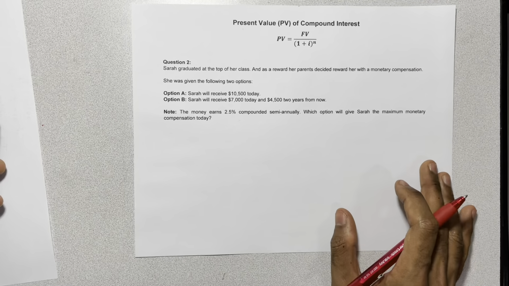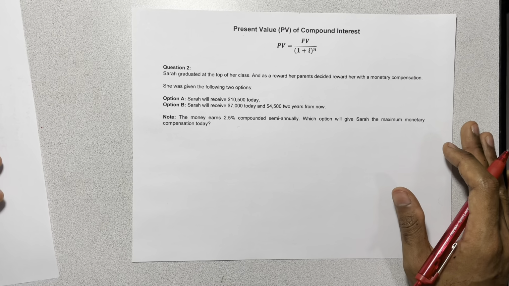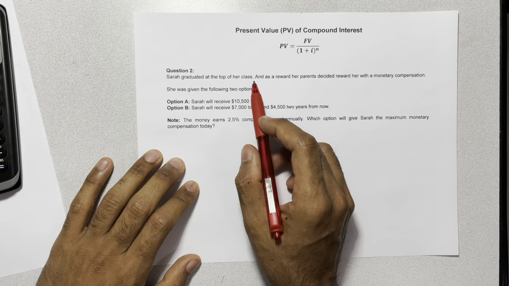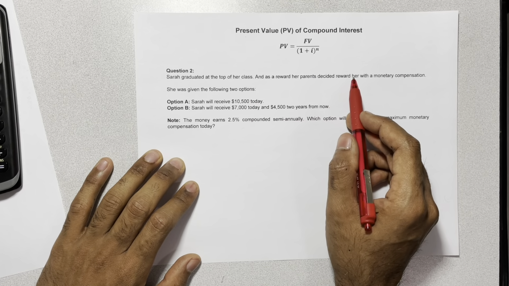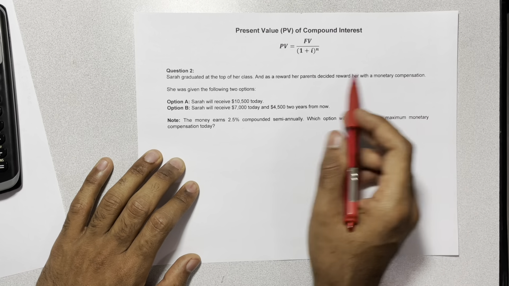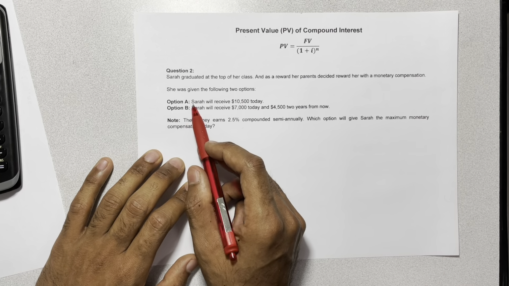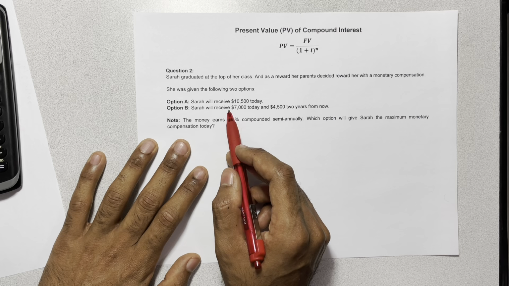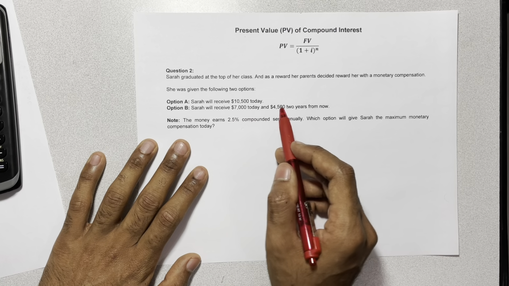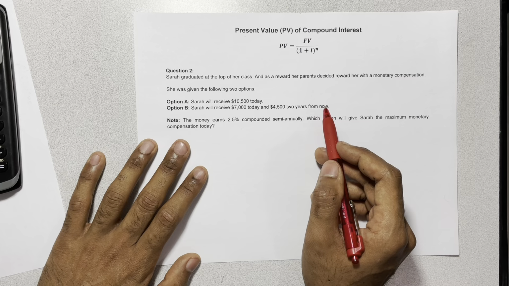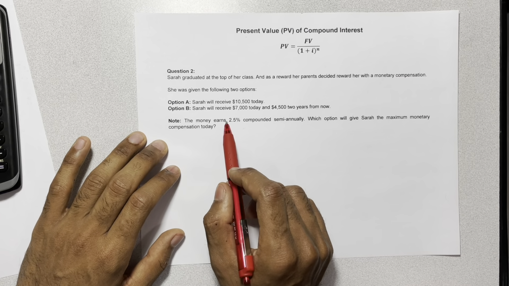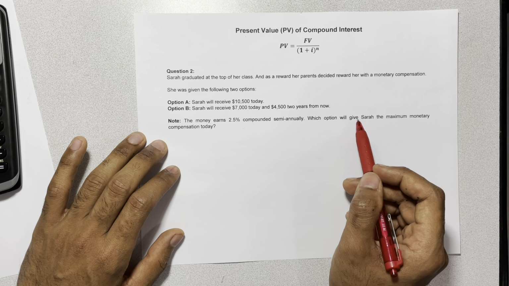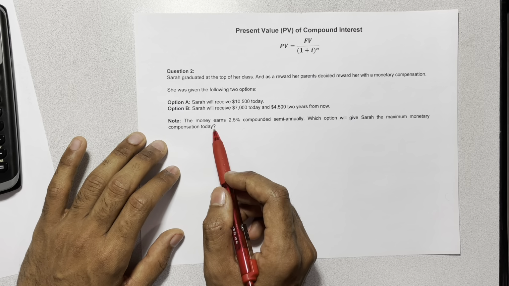Okay, so question 2 states that Sarah just graduated top of her class. Don't we all want that? And as a reward, her parents decided to reward her with a monetary compensation. She was given the following options. Sarah will receive $10,500 today, or Sarah will receive $7,000 today and $4,500 2 years from now. The money earned 2.5% compounded semi-annually. Which option will give Sarah the maximum monetary compensation today?